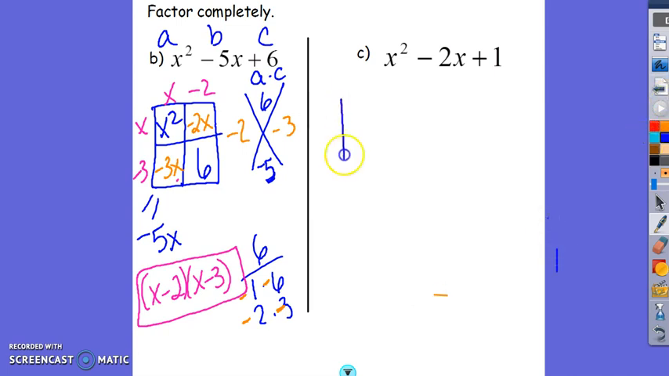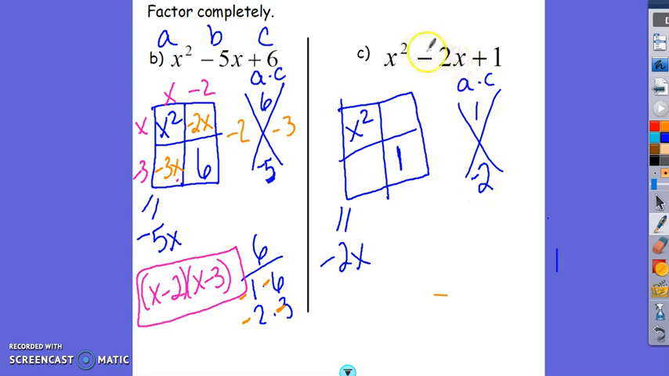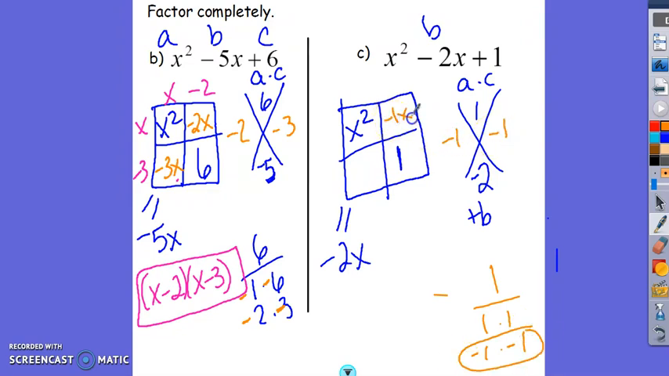Let's do one more example. Make your box. Got your x squared here. And the last term, the 1 goes in the last box. This has to add up to negative 2x. So a times c is 1 times 1 is 1. So multiply to give you positive 1, but they have to add up to negative 2, the b term. So the only way to multiply to 1 is either 1 times 1 or negative 1 times negative 1. So to add up to negative 2 has to be these two. So that's what goes in your box.